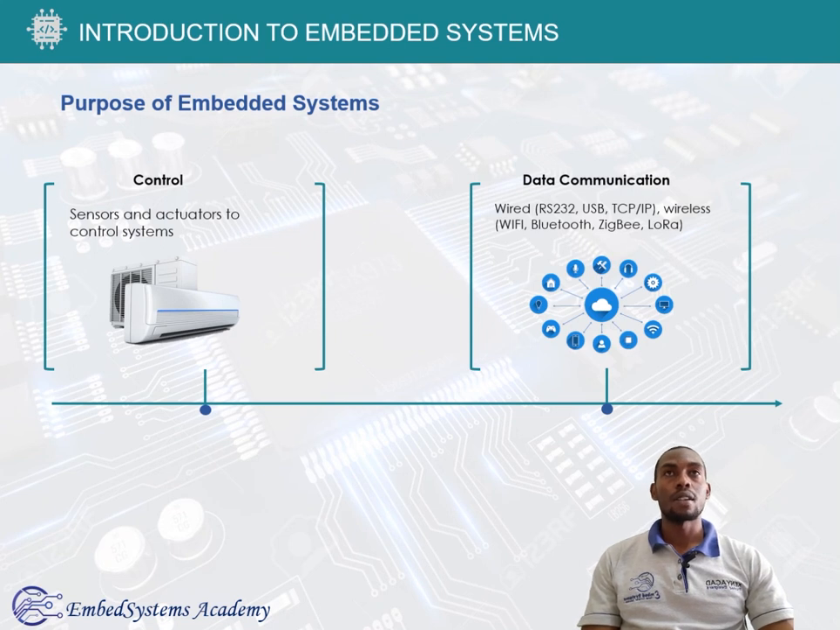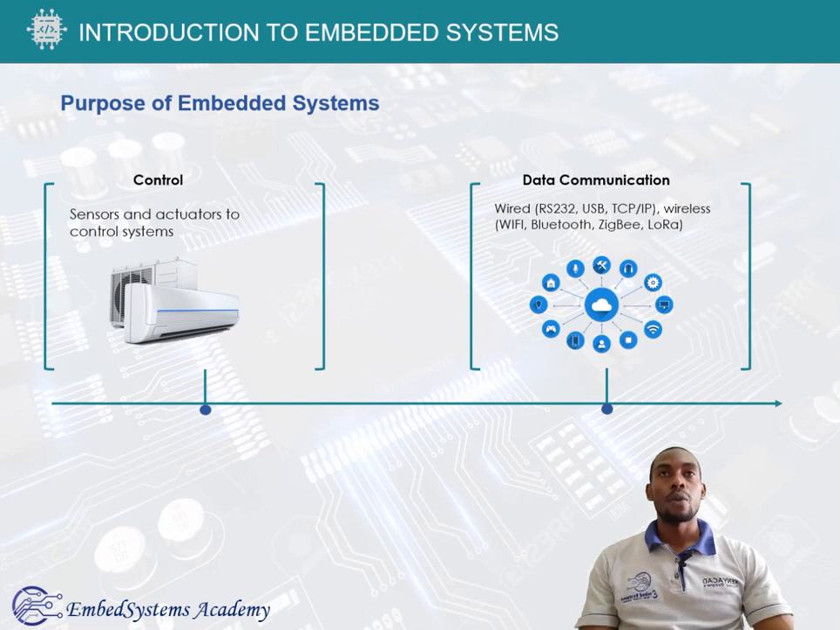Another very important purpose of embedded systems is control. Let's look, for example, at a room where you have an air conditioner. We may have sensors that detect the level of temperature in that room, and based on a threshold, the air conditioner is then turned on. In that case, the purpose of the embedded system will be to control the parameters of the house. And so most embedded systems perform control functions.